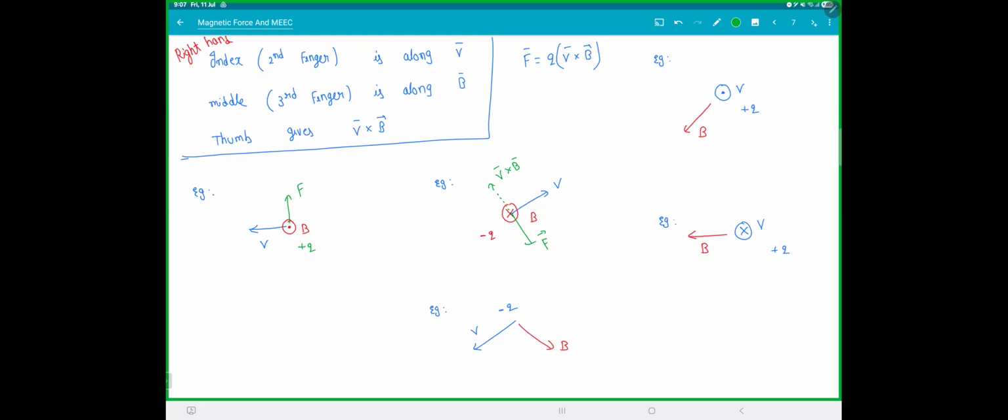You want to use rotation? What to do? Take your palm and put it in the direction of north, east. B is which way? B is down, isn't it? So I need to rotate down. You have to slap B, basically. So the thumb will point northwest. But since it's a negative charge, it will be opposite to that.